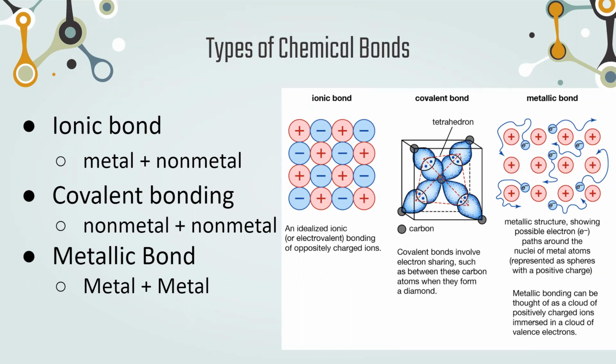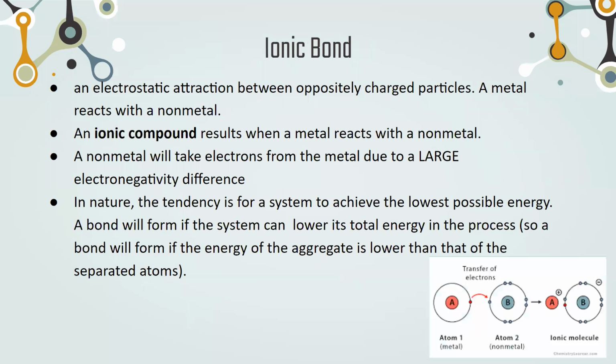But if you're not sure, you don't remember, here's a slide that'll tell you. We have ionic bonds coming up first, and those are electrostatic attractions between oppositely charged particles. So usually metals with nonmetals, anions with cations. An ionic compound is going to result when a cation or a metal reacts with an anion or a nonmetal. The nonmetal is going to be so electronegative that it's going to steal the electrons from that metal.